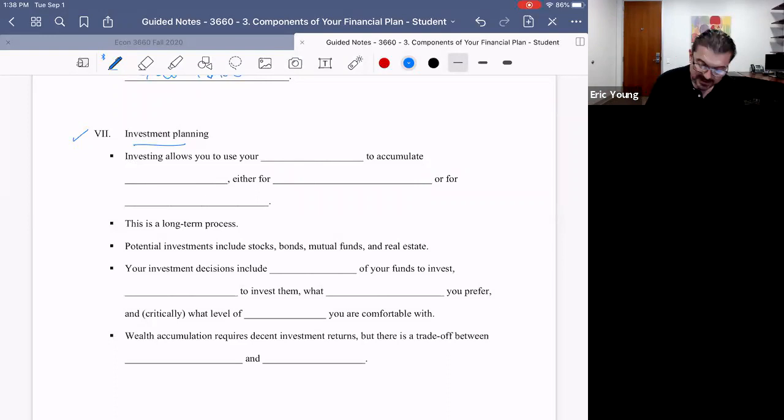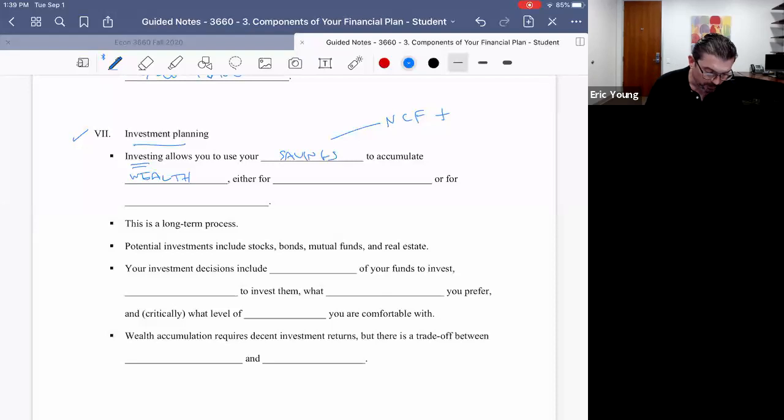Okay, but either way, definition-wise, investing is what allows you to use your savings. And here we go again: you have to be net cash flow positive or nothing else works, okay? But investing allows you to use your savings to accumulate wealth, to grow your asset base, or to chip away at your liabilities. But either way, investing allows you to accumulate wealth.